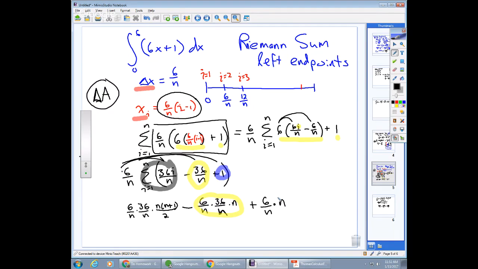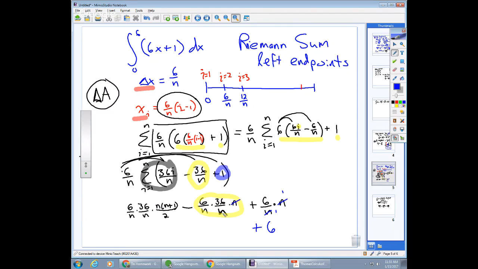So that's my sum. So notice left-hand endpoints made this a wee bit harder, which is why I say whenever you can, use right-hand endpoints. It usually makes the problem easier. Okay, so now we have to clean up this mess and hope we don't make a mistake. All right, so let's see. This last one's the easiest to clean. 6 over n times n is just a 6, right? The n's divide out.